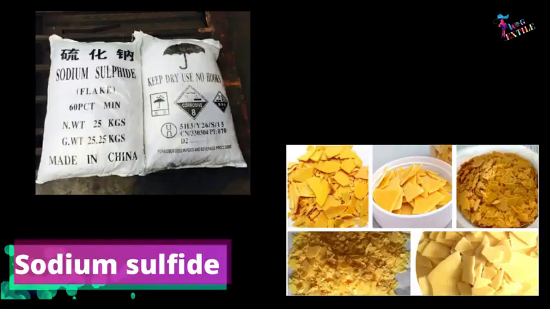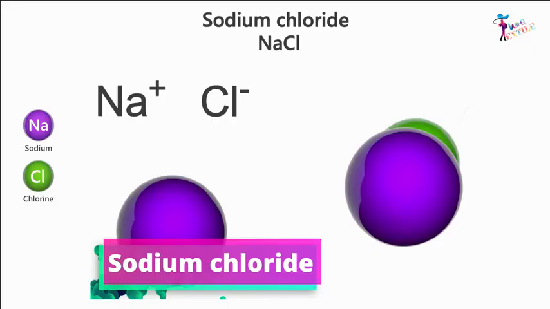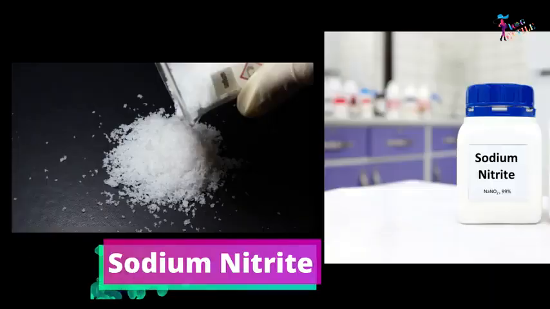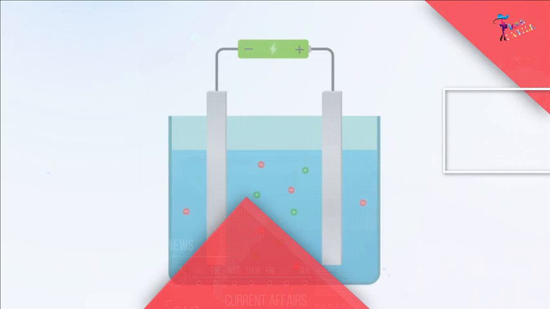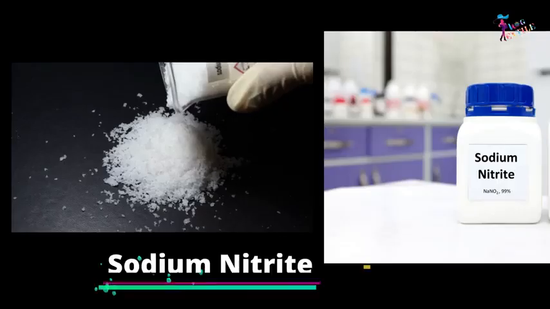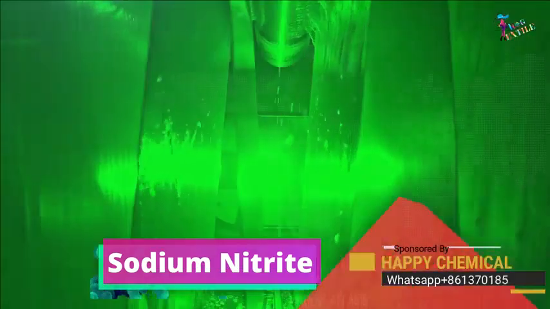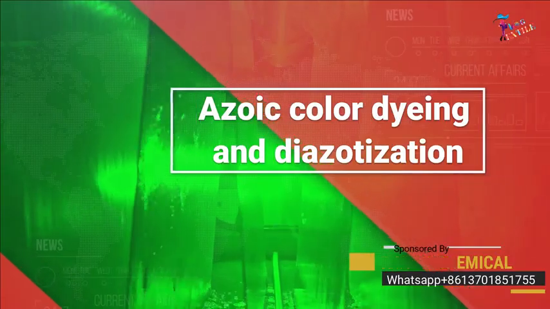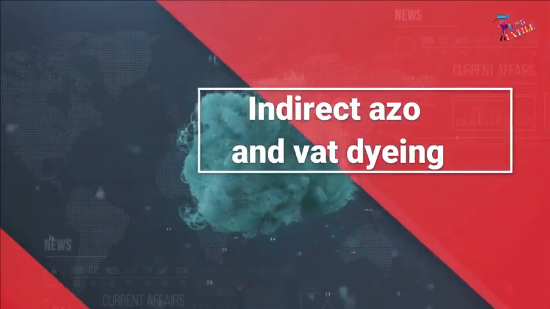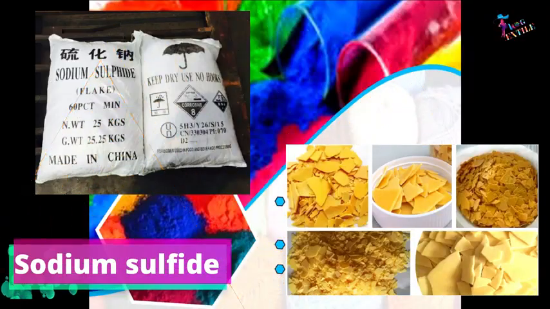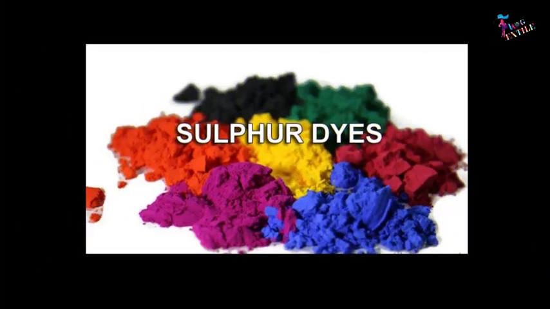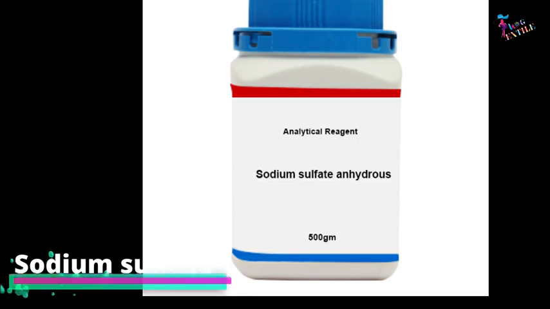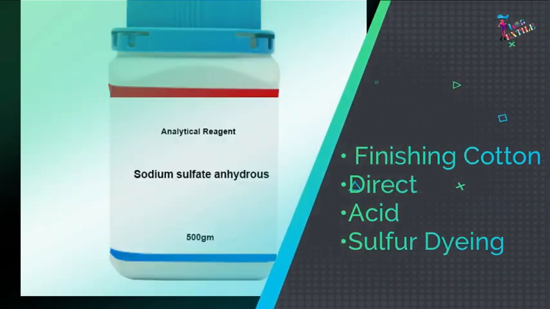Salt. Different types of salts are used in different processes for different purposes of textile dyeing and finishing. Sodium chloride, widely used as an electrolyte in reactive dyeing. Sodium nitrate, used for azoic color dyeing and diazotization, also used in direct, azoic and vat dyeing. Sodium sulfide, used as a reducing agent for the preparation of sulfur dye. Sodium sulfate, used for finishing cotton, direct, acid and sulfur dyeing.